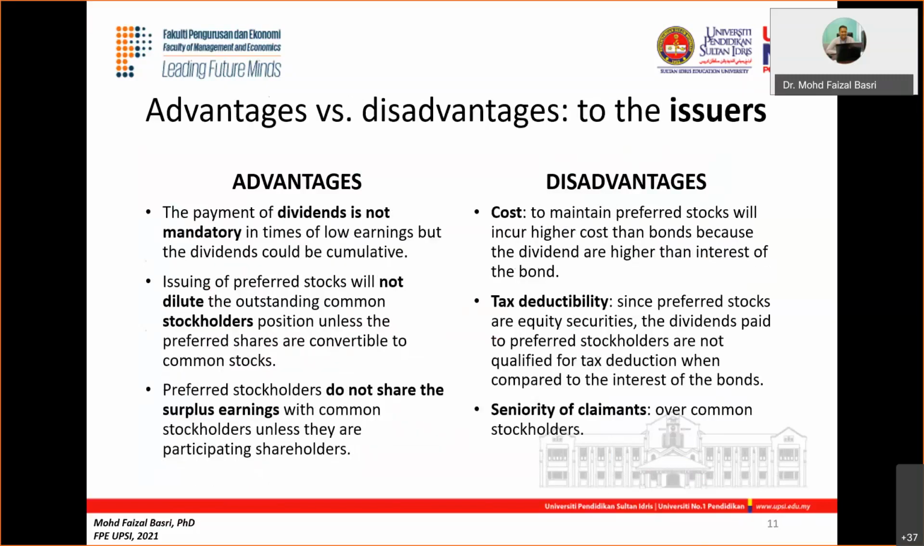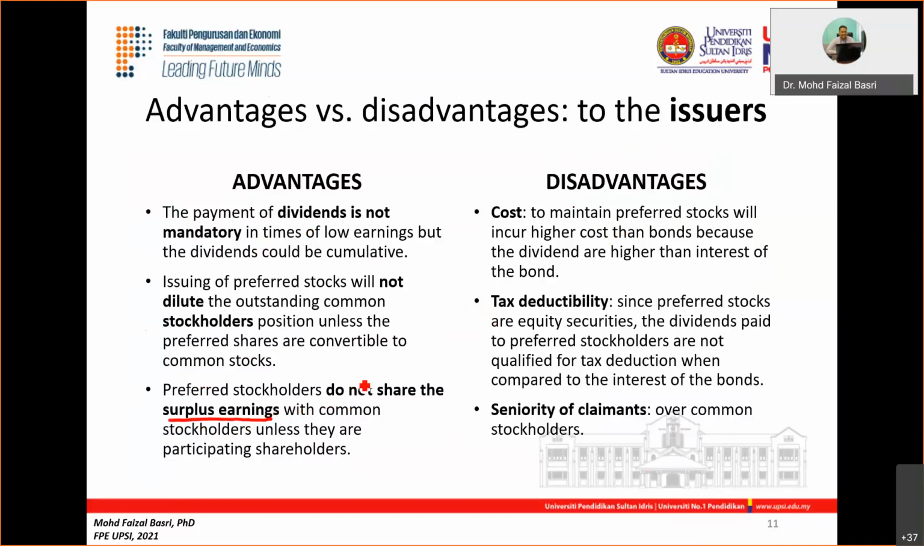Next one. For the issuer, if you compare against coupon, dividends are not mandatory as I mentioned before. So if you have low returns that year, you don't have to pay dividends. But just be careful, as issuer, if it's cumulative, then you still need to pay next year. And as I said earlier, preferred stockholders will not share the surplus earnings. So where is this surplus earnings? This is from the net profit.